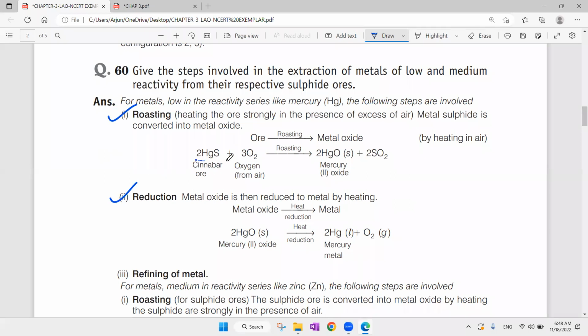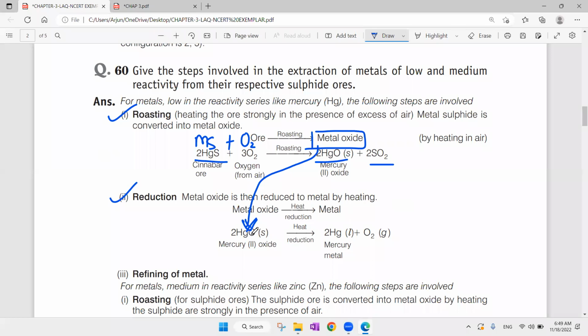So first we will go with roasting. When a metal sulfide is heated in the presence of oxygen, we are going to get metal oxide and sulfur dioxide gas will evolve out. Again, we will take this metal oxide and heat it in the absence of oxygen. When you heat in the absence of oxygen, you can remove oxygen from the metallic oxide.